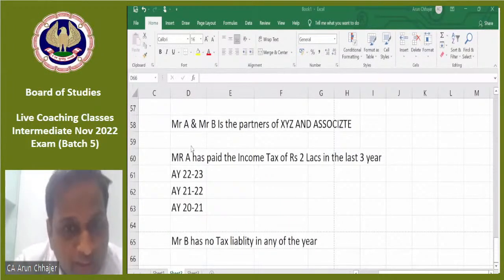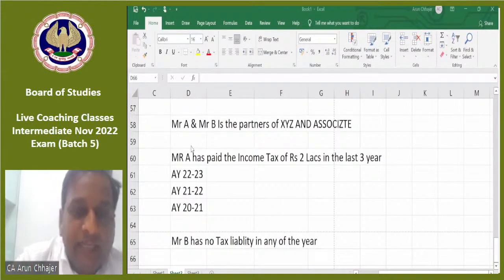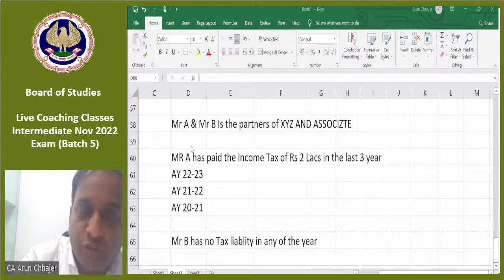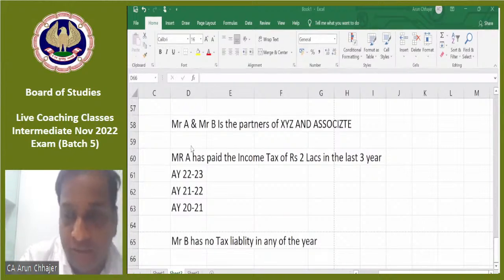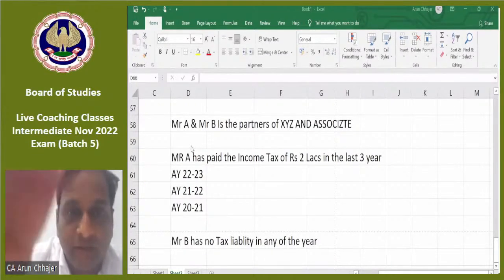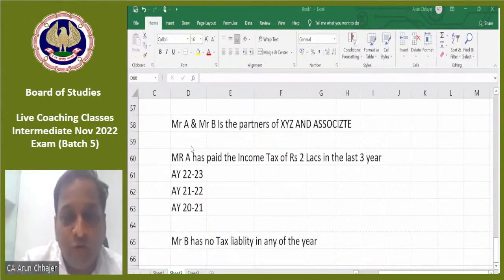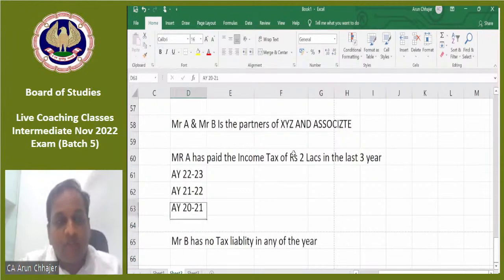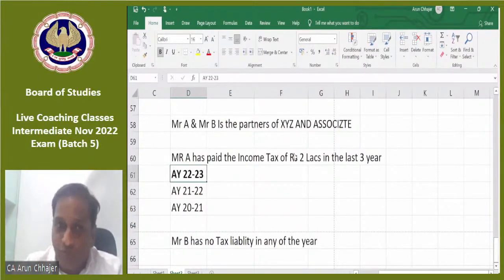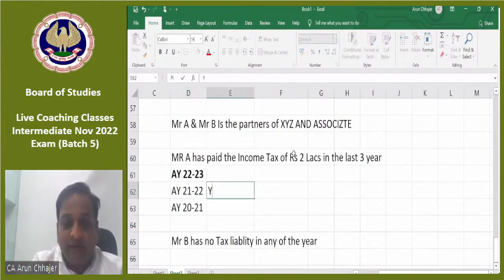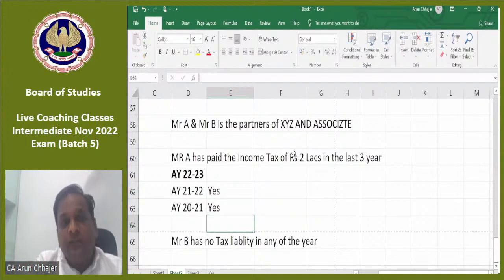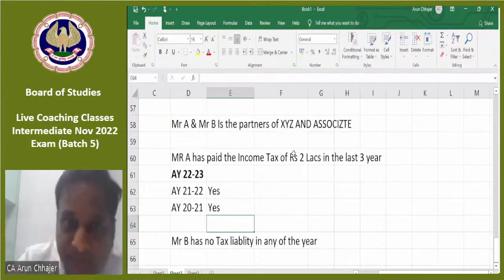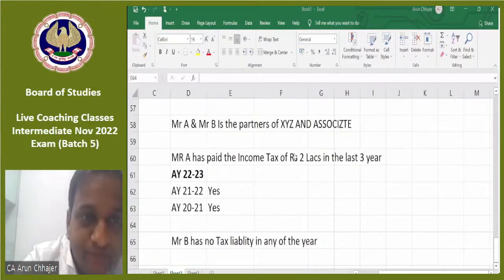Gaurav, not yet confirmed till now. Anyway, I will explain this particular question only and then move ahead, because now we have only 30 minutes. We have to complete. If I use this example, A has paid income tax of 2 lakh in 3 years. Because this time limit is not expired, it will be counted. And what is the word written? Go back to the 86B.